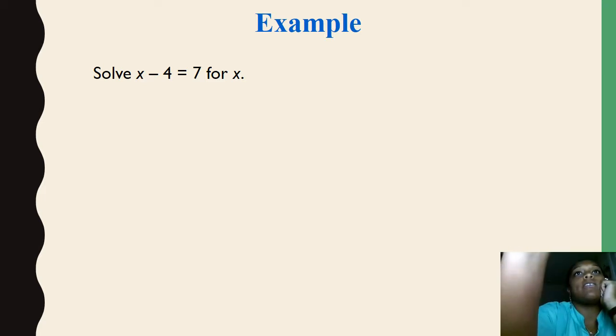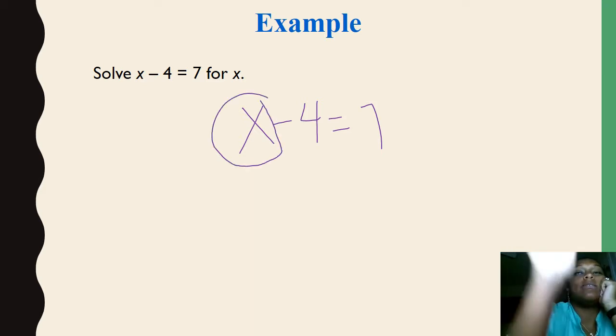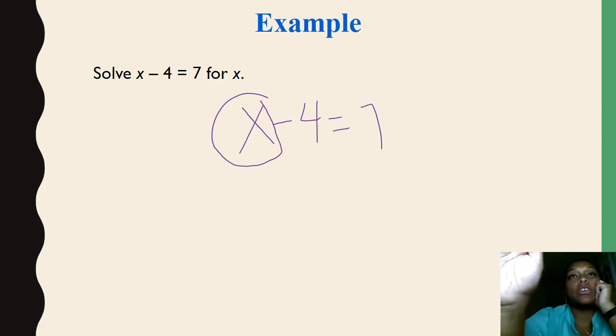So I have x minus 4 equals 7, and my goal is to get the x by itself. So this is where we utilize our inverse operations of the addition property. Since I am subtracting, in order to get x by itself, I'm going to move my constant here by adding.